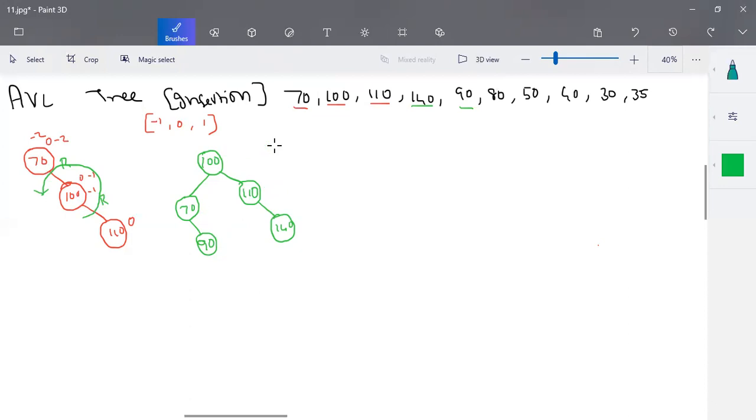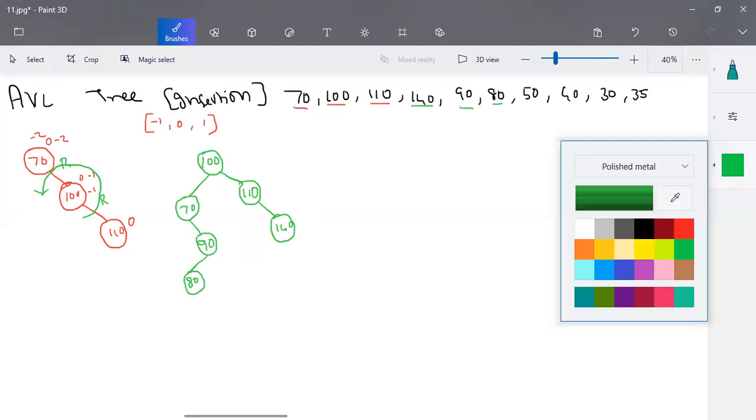Now take the next element to be inserted. The next element to be inserted is 80. So how can you perform insertion here? Compare 80 with 100. 80 has a lesser value, so you have to traverse to the left side. Compare 70 and 80. 80 is greater than 70, so traverse to the right side of it. Now compare 80 and 90. 80 is lesser than 90, so you have to add it as a left side child for 90.